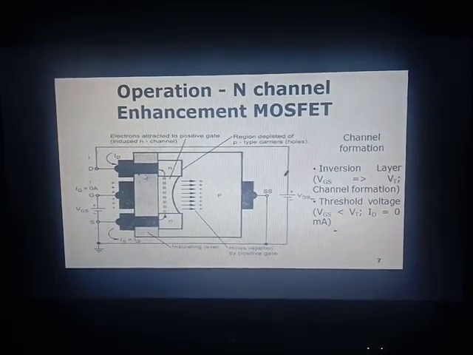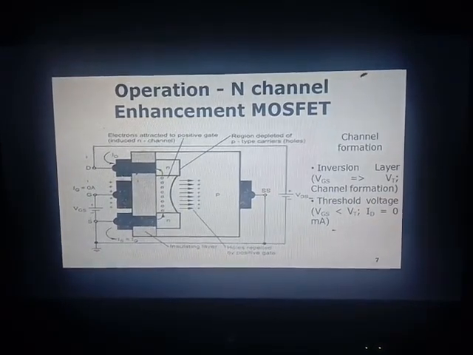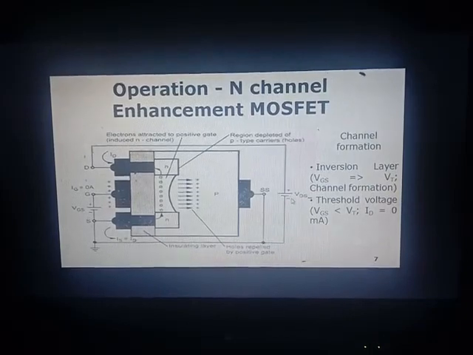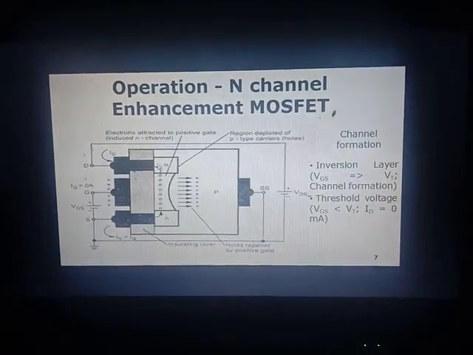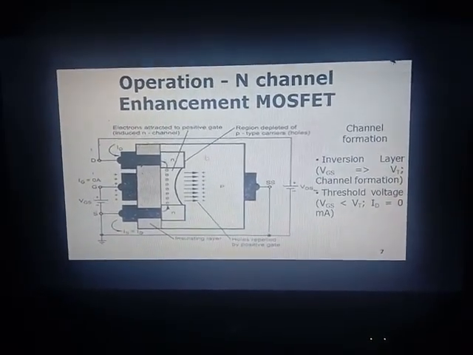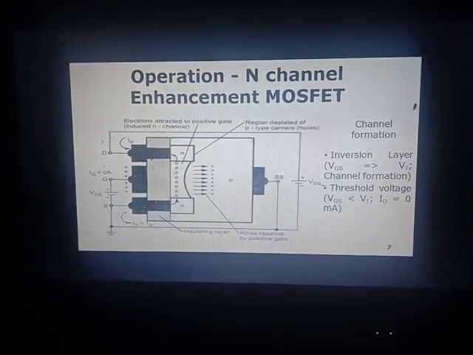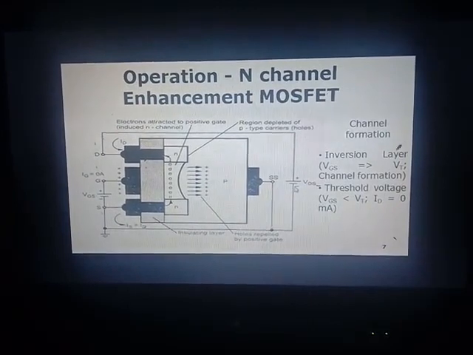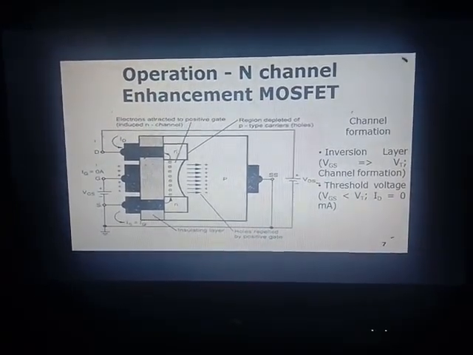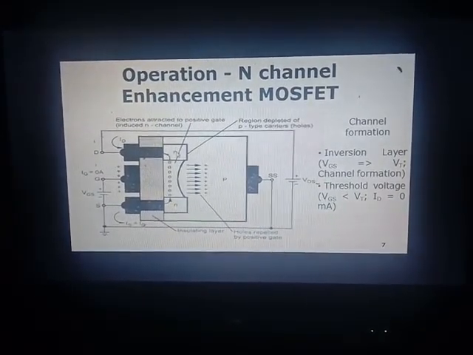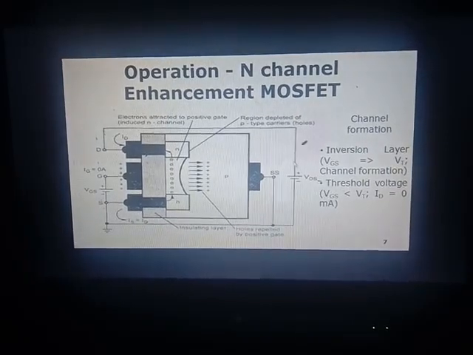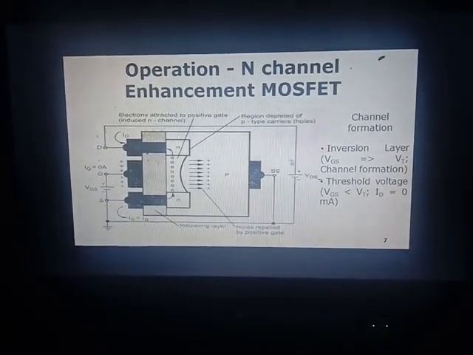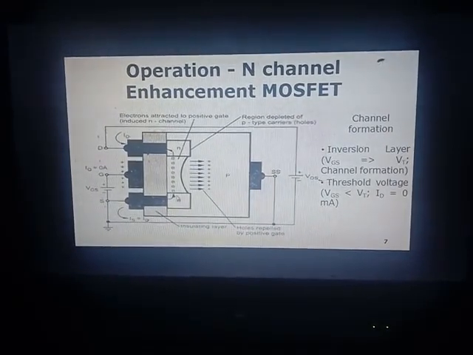So this is the drain, and the drain is connected with the positive terminal of VDS. So the drain is reverse biased and the gate is forward biased. The gate is n-type material, connected with the negative polarity of the battery. The drain is n-type material, but it is connected with the positive polarity of the battery. So the drain is reverse biased, and the gate is forward biased.